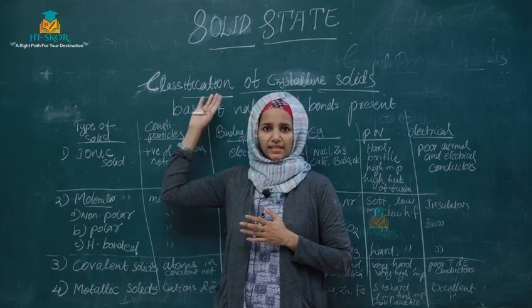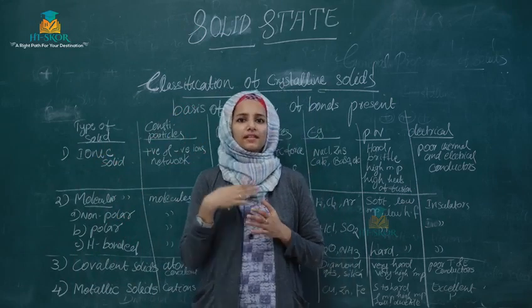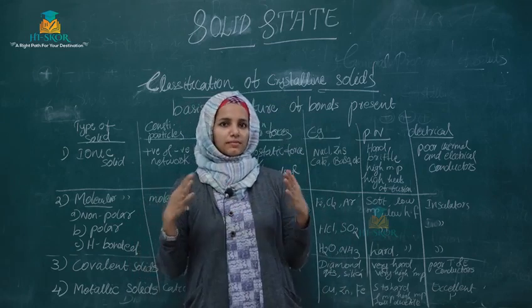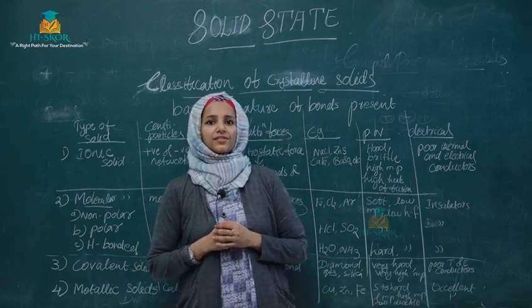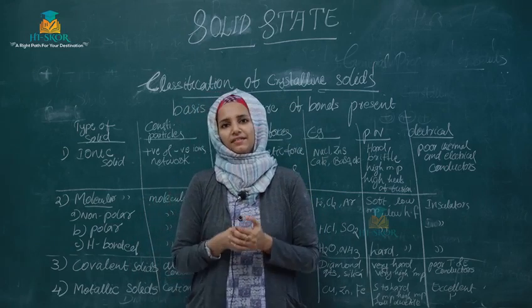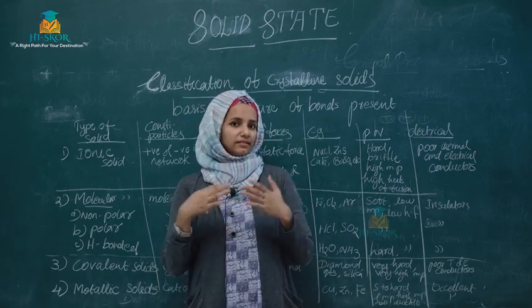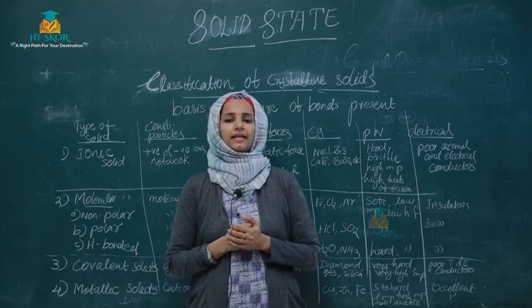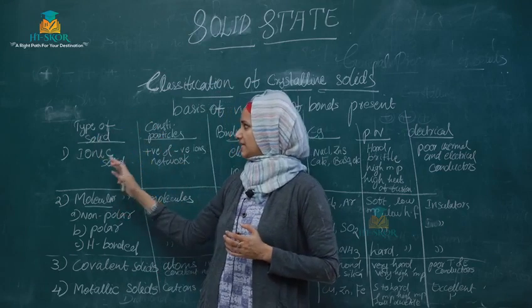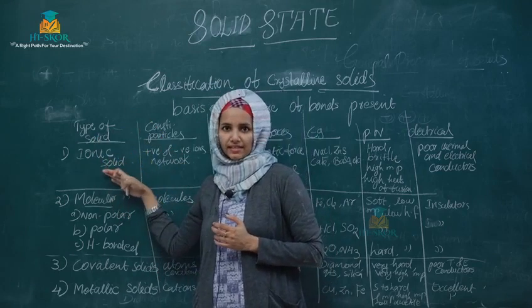So, we are now discussing the classification of crystalline solids based on the nature of the bond. What is meant by bond? It is an attractive force that binds the molecules together. In crystals, we have different types of these bonds. On the basis of those bonds, the crystalline solids are classified into different types. The first one is ionic solid or ionic crystals.